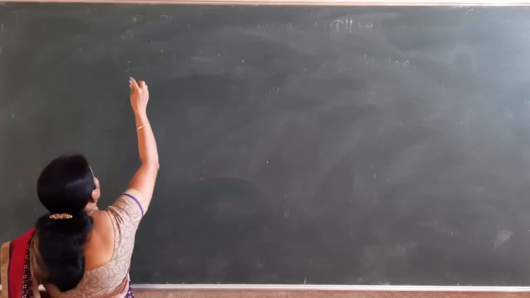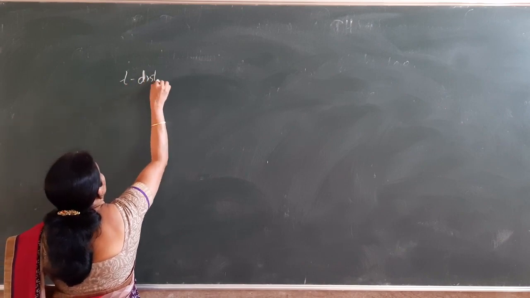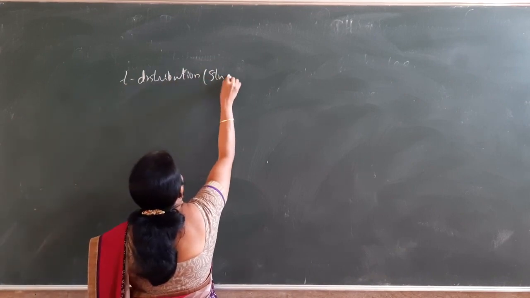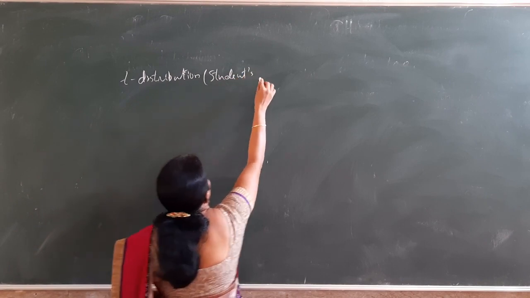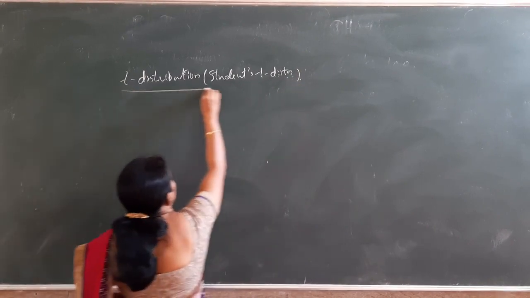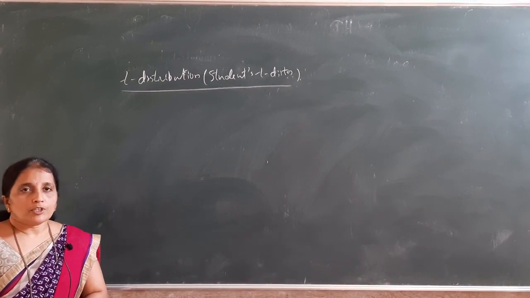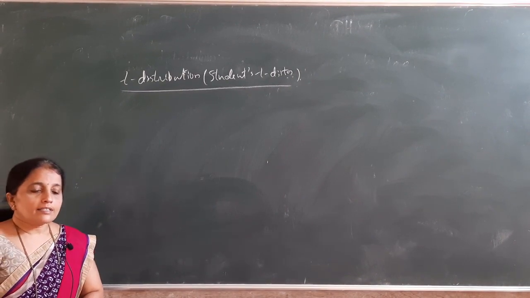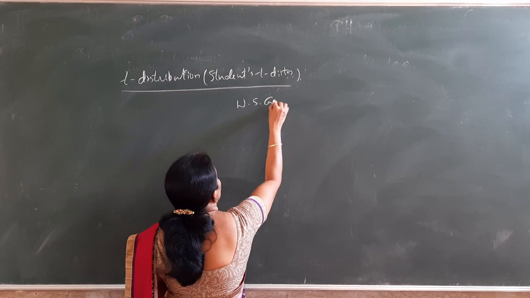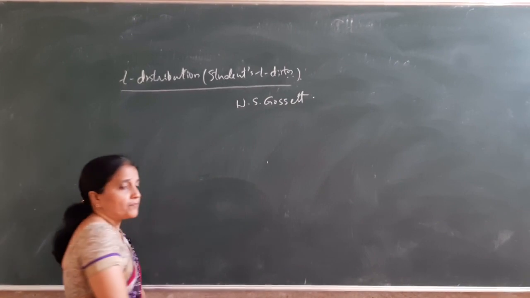Next, let us study one more distribution, the T distribution. This itself is called a student's T distribution. This T distribution is also derived from the normal distribution. And this distribution was developed by a statistician, W.S. Gossett. He introduced the T distribution.